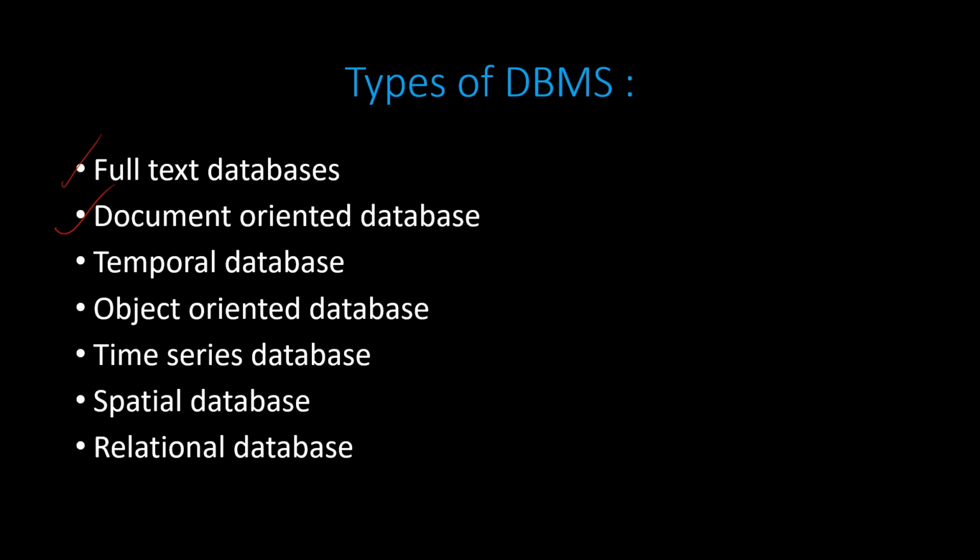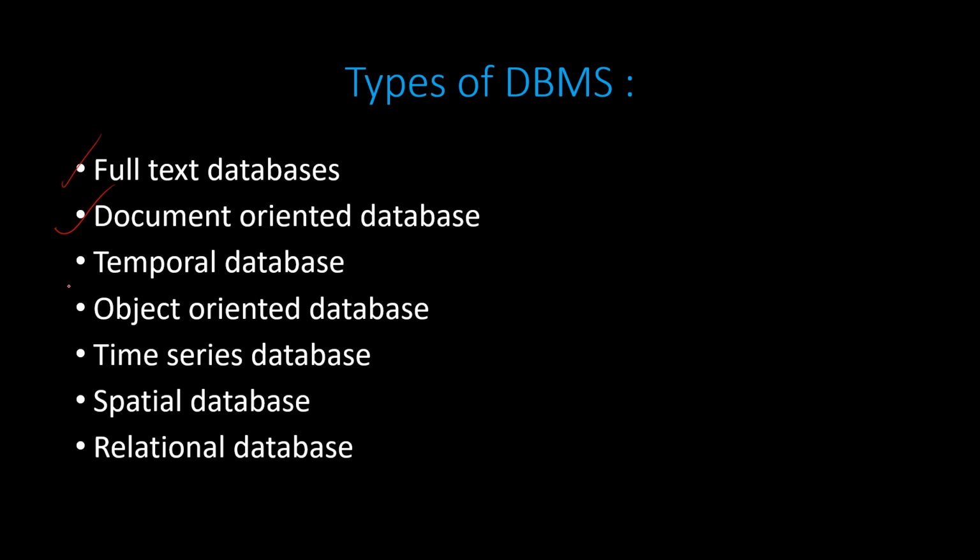The second one is document oriented database. The document oriented database allows you to create multiple documents with different fields within the same collection. This can be handy when storing unstructured data like emails, social media posts, and etc.